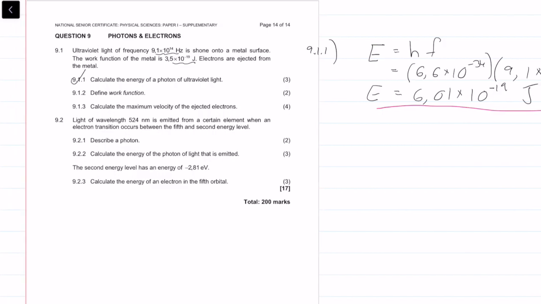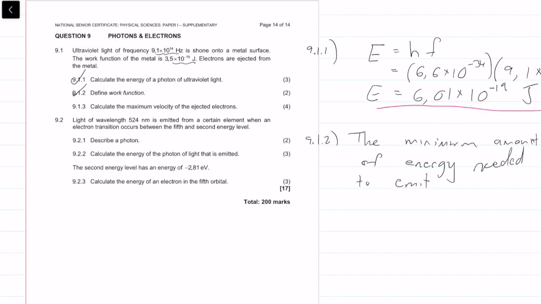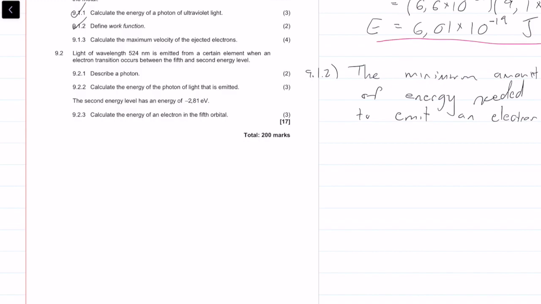The next question is a freebie as well. It is a definition. Define the work function. The work function is the minimum amount of energy needed to emit an electron from the surface of a metal. Then we get 2 marks.